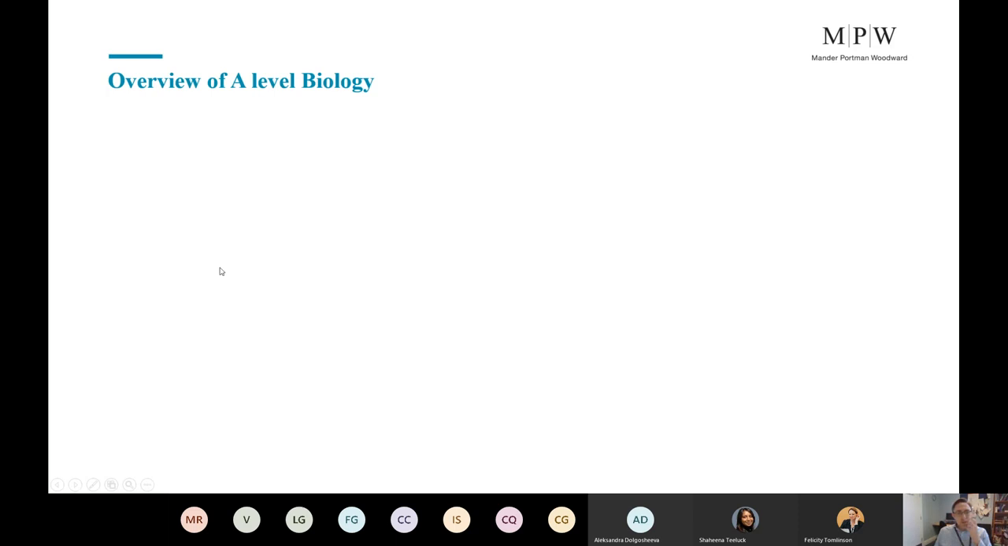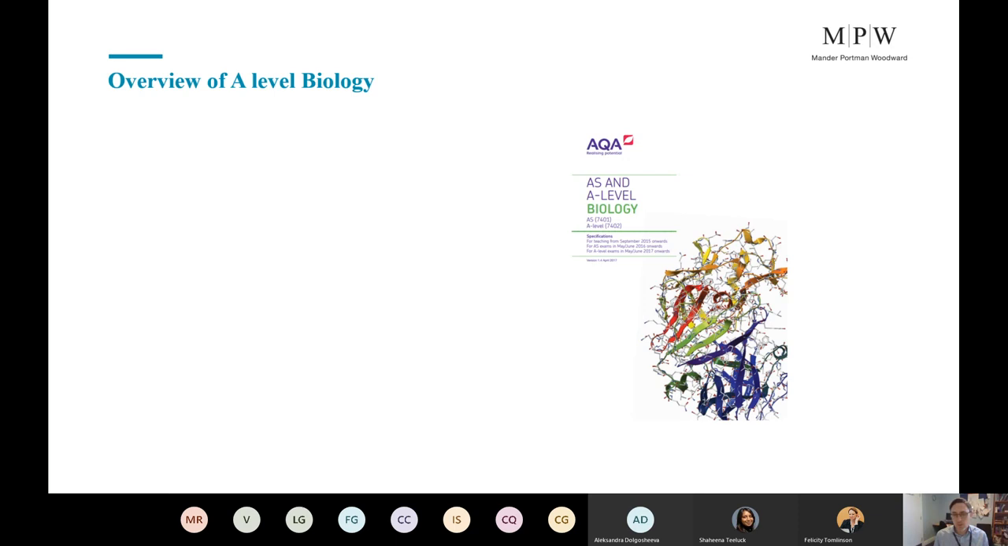Before we delve into the biological theory we're going to cover today, I want to tell you a little about the A-level biology specification. At MPW Birmingham, we use the AQA exam board. This is a picture of the front cover of the specification, which lays out everything we need to teach the students and tells you exactly what's in the course. If you're interested in the exact contents, head over to the AQA website. You can just Google AQA A-level biology and it'll be the first thing that comes up, and you'll be able to see the structure of the course.